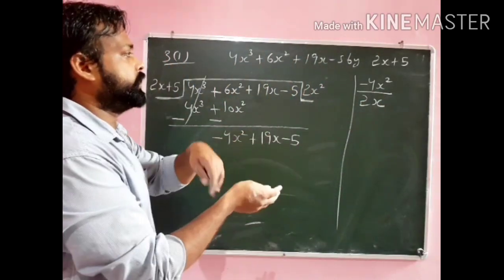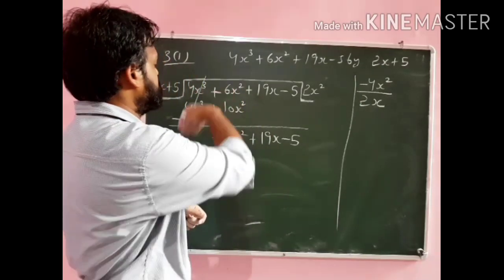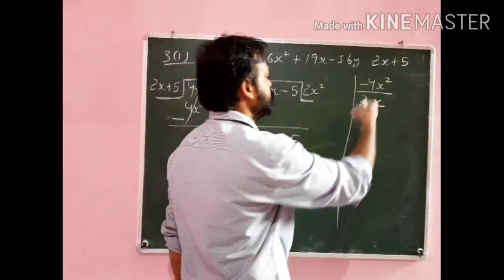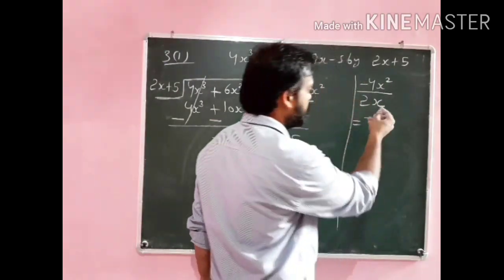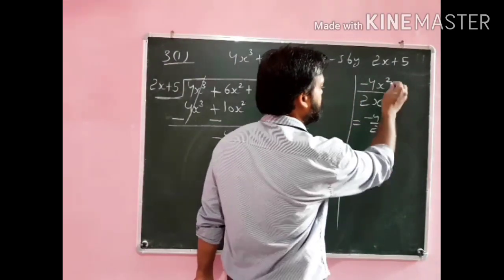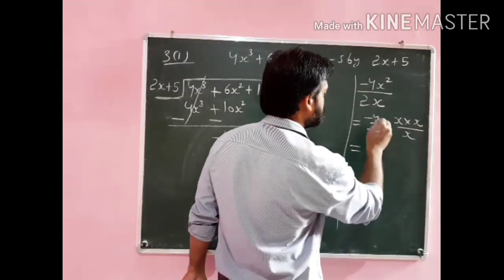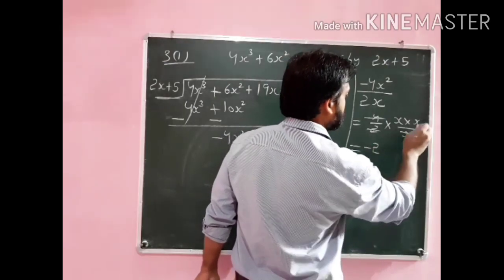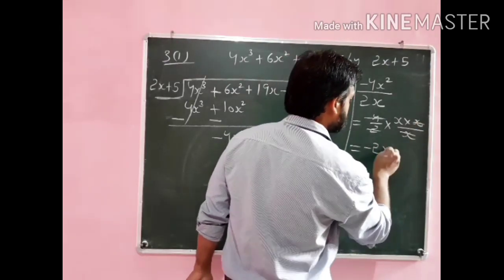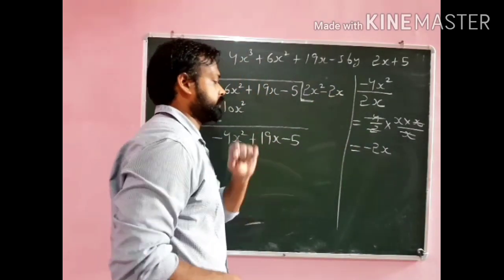Clear? Means we had already followed these steps in the first step that we had solved here. So again we have to follow the same criteria. Separating the numerical value, it is minus 4 by 2, and then x into x over x. Again this 2 will go with 2 to the 4, so it will become minus 2, and x is cancelled with x, so it will become x. So here you can write minus 2x.